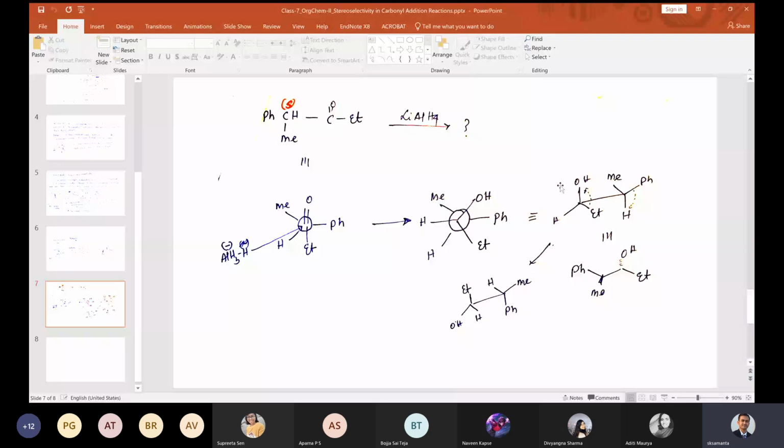Similarly, OH, which was here, will go to the back. Ethyl, which was here, will go to the back. Actually, I have to draw this, otherwise it would be difficult for you to understand. It is something like this. So you rotate it, and then you have to rotate these atoms also.